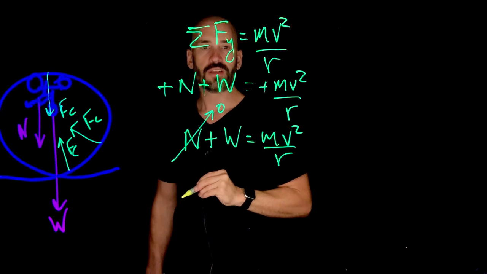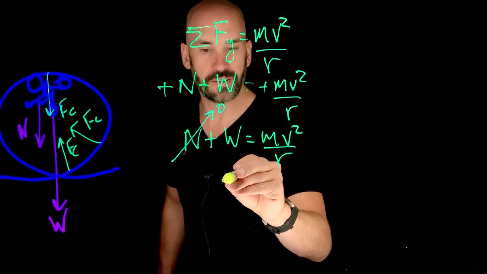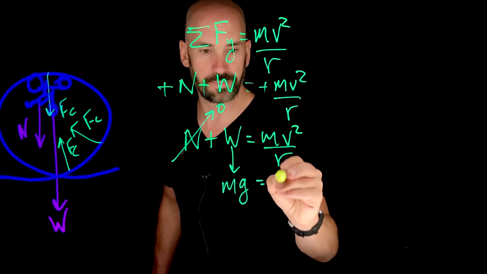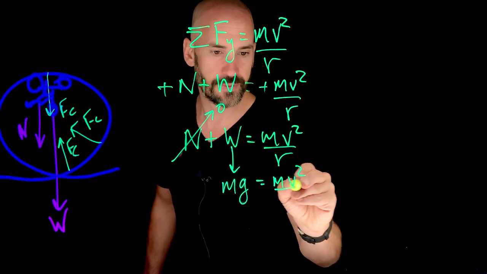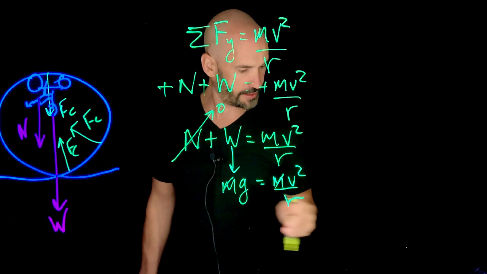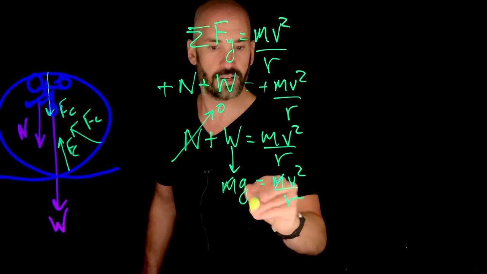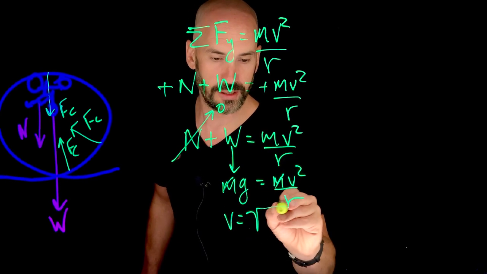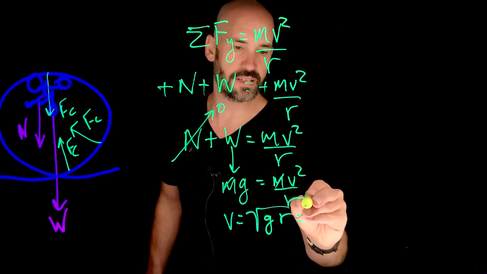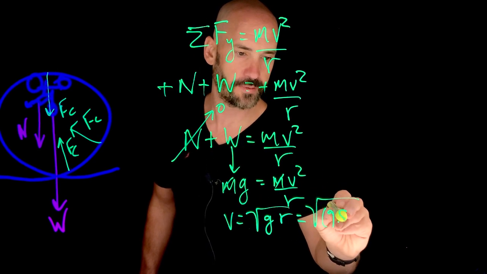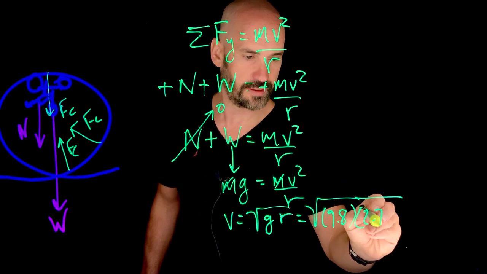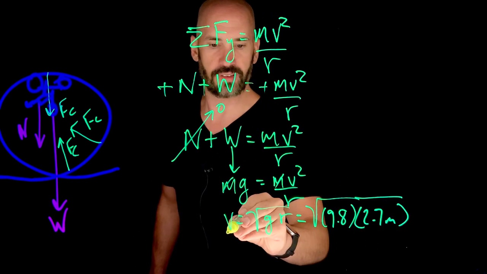So in this case, in order to find the velocity, all I've got to do is solve this equation. Weight is mass times gravity, and this is mv squared over r. The m's cancel, and I get a very simple equation: the velocity must equal the square root of g times r. In this case, g is, as you know, 9.8, and the radius, they tell us, is 2.7 meters. So what is that velocity?